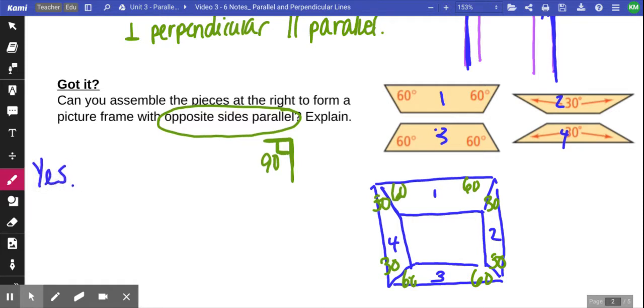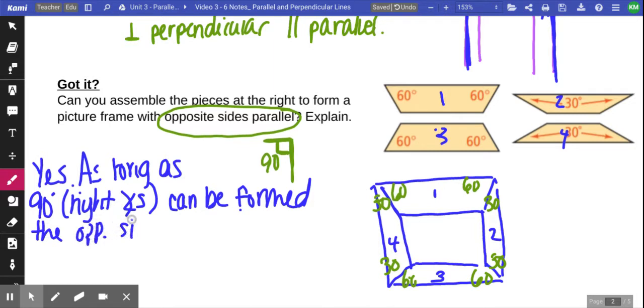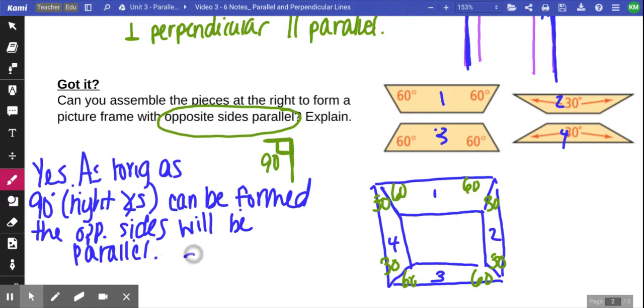So yes, as long as 90-degree right angles can be formed, the opposite sides will be parallel. And we had 30 plus 60 was 90. Check. That happened at all 4 corners. So now opposite sides are going to be parallel.